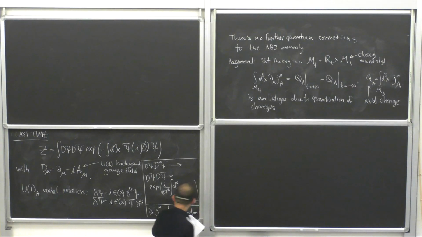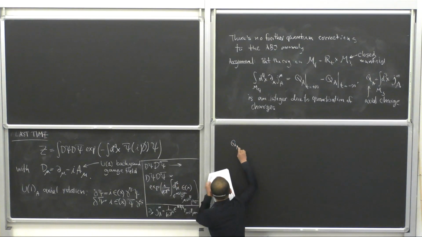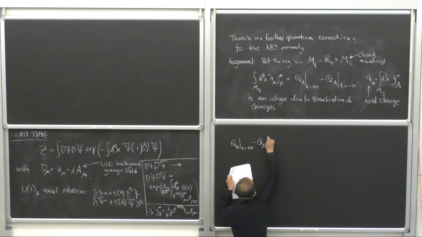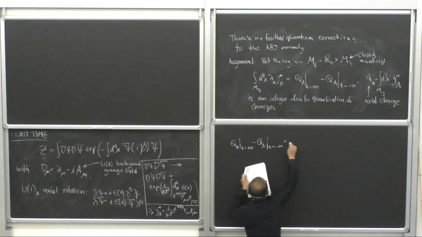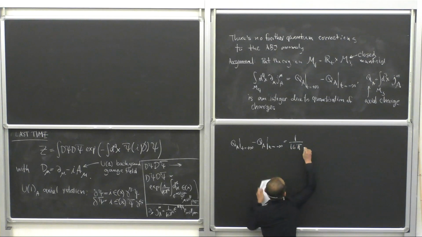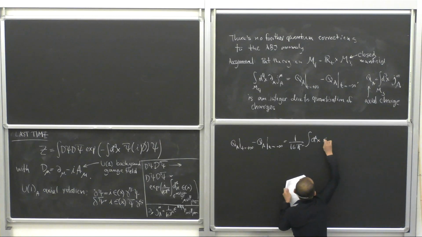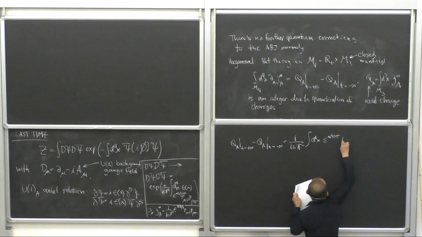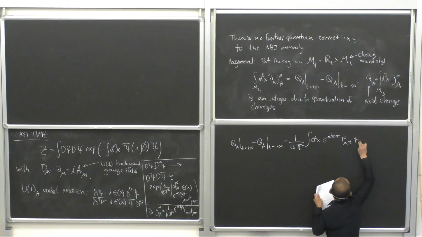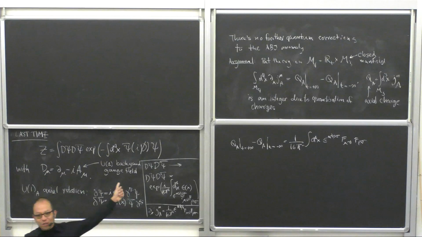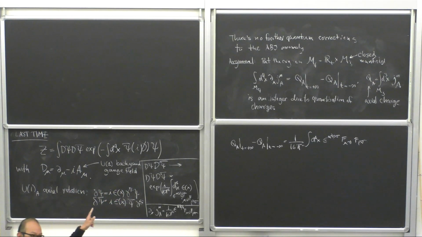Now the right-hand side: you have Q_A at t plus infinity minus Q_A at t minus infinity. You will see that it's equal to 1 over 16 pi squared, integral d4x epsilon mu nu rho sigma F mu nu F rho sigma. Is that clear? So the left-hand side is an integer. The right-hand side is also an integer. So this equation changes by an integer, right?